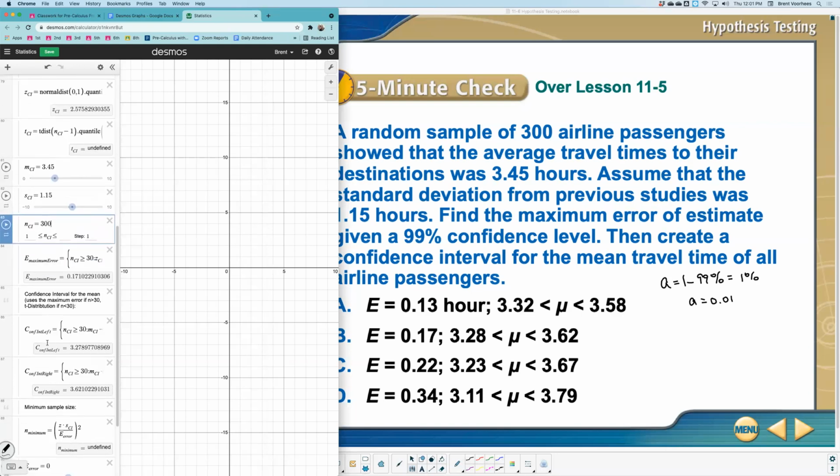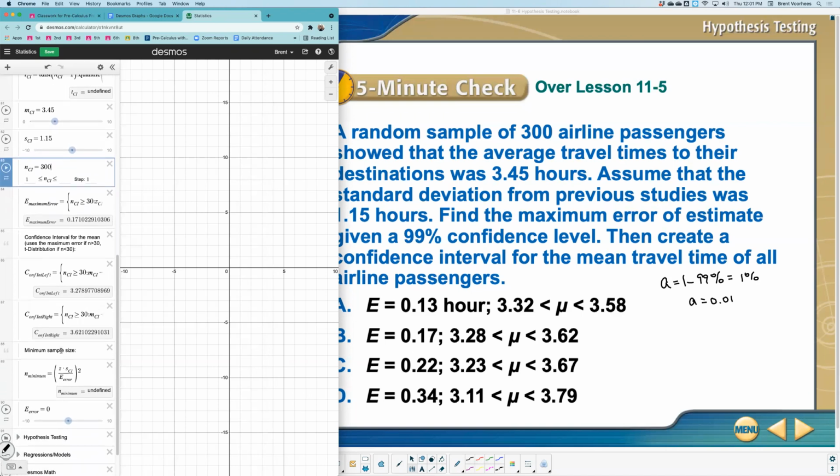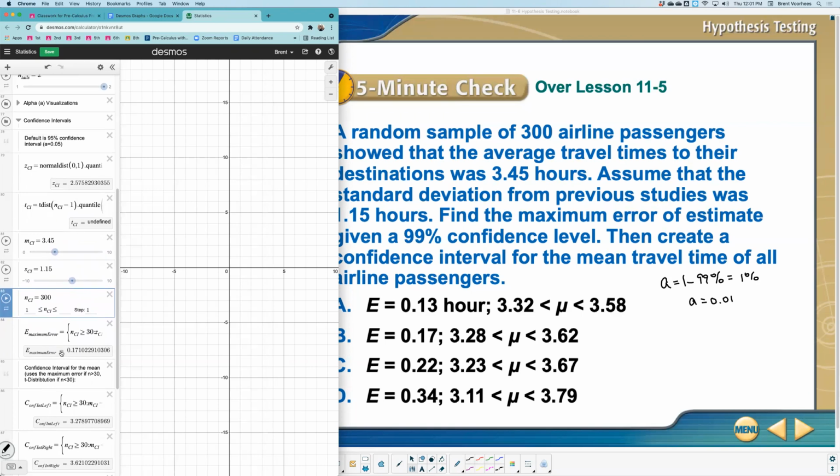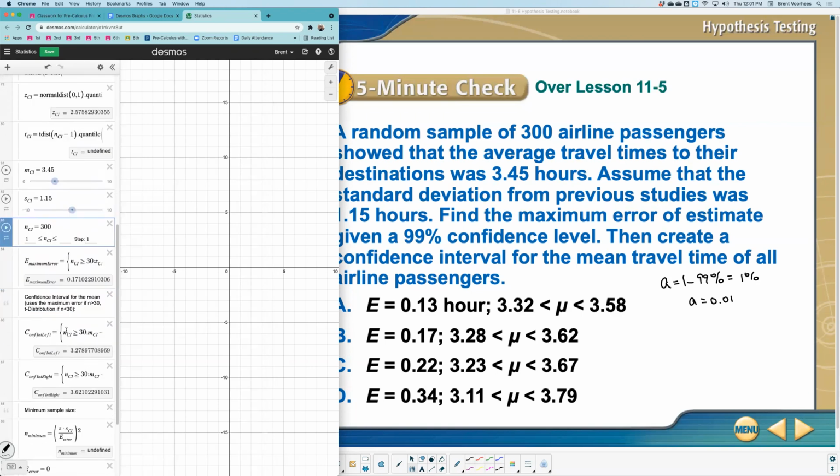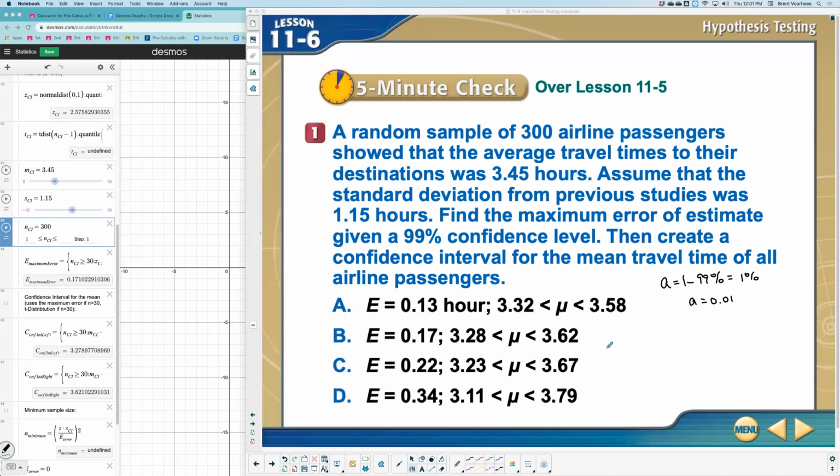I'll scroll down here. There's my maximum error. It's 0.17. So it looks like B is going to be the correct answer. And if I wanted to see the picture here, I guess I don't have one. The confidence interval would span from 3.28 to 3.62. So it is correct. B is the correct answer here.